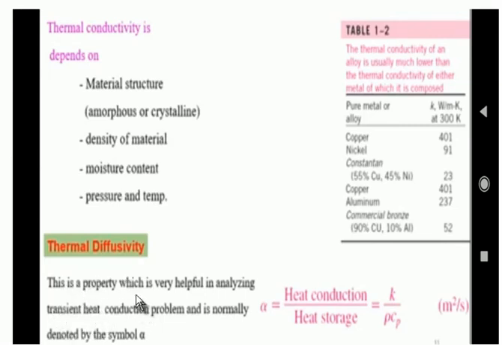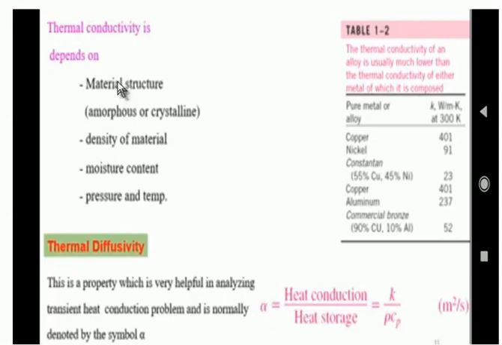In steady state heat conduction, we can use the thermal conductivity value, that is K. While analyzing unsteady state components, we can use the term thermal diffusivity, which is denoted by the alpha value. Alpha is heat conduction divided by heat storage, that is K divided by rho Cp. Unit is meter square per second. K divided by rho Cp, heat conduction divided by heat storage, is equal to alpha.